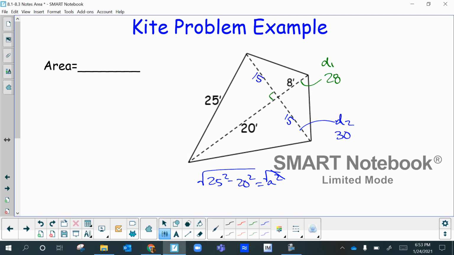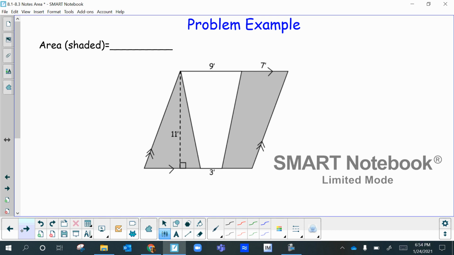So here's a quick, easy formula to use. It's going to be 1/2 times 28 times 30. You just put that in your calculator, and you should get about 420 square feet. That's what they are labeled. Okay, let's double check it one more time. Yes, 420. Okay, let's go and try different problem examples now.